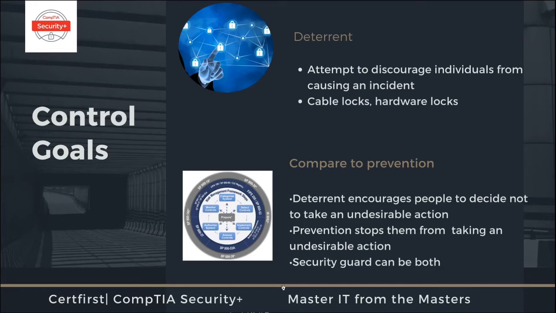So deterrence tries to get people to not take an undesirable action. Prevention stops them from taking an act. So we see that a physical control like a security guard can be both a preventative and a deterrent.